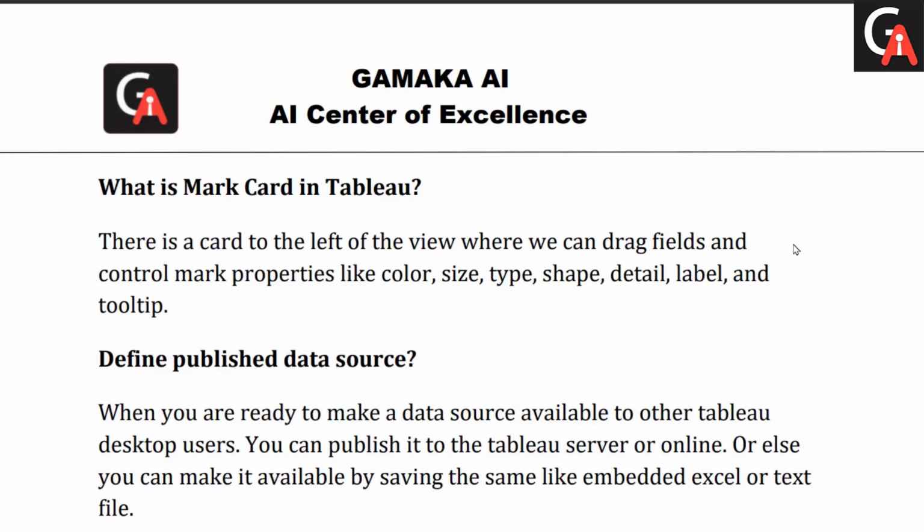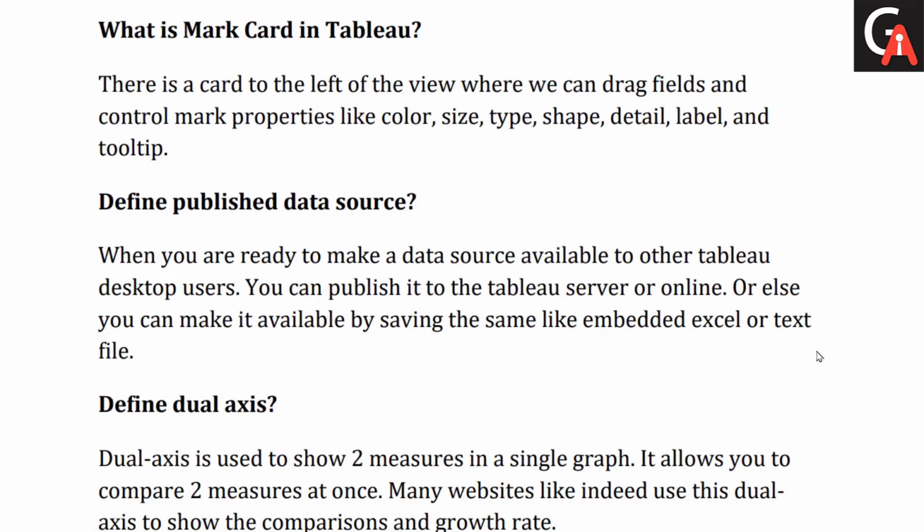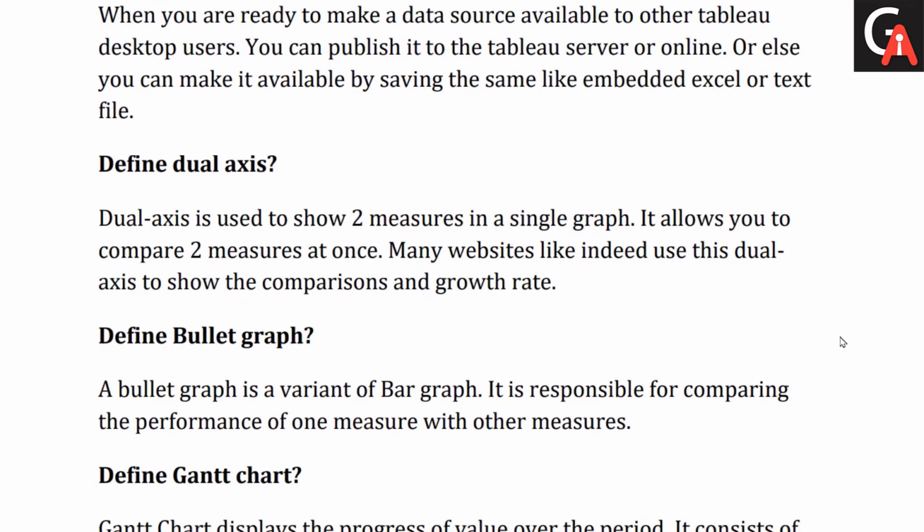Let's move towards the other questions we have. Define published data source. When we are ready to make a data source available to other Tableau Desktop users, you can publish it to Tableau Server or Online, or else you can make it available by saving it like embedded Excel or text files. So a published data source means whatever data source you have, be it an Excel file or SQL Server, we publish it to the Tableau Online server.